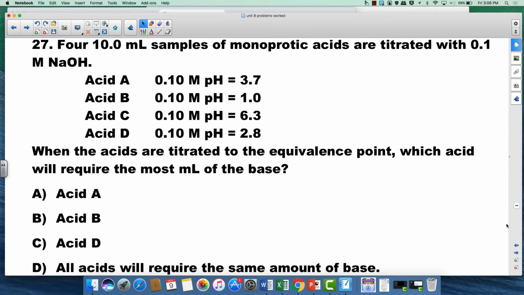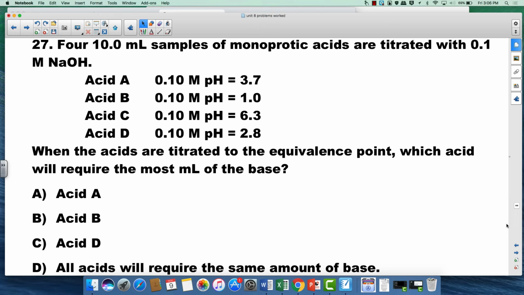Number 27 is a question that a lot of students and teachers will get wrong. The first time I answered it in a hurry, I got the answer wrong. You'll find that the students will think that the strongest acid, the one with the lowest pH, should require the most milliliters of the base, and that helps identify where their gaps in logic are, where their misunderstanding of acids and bases are.